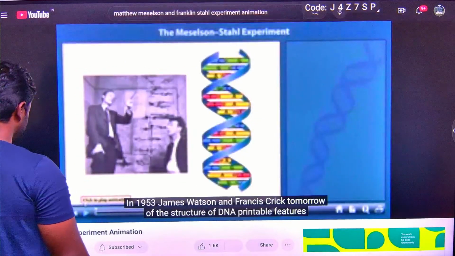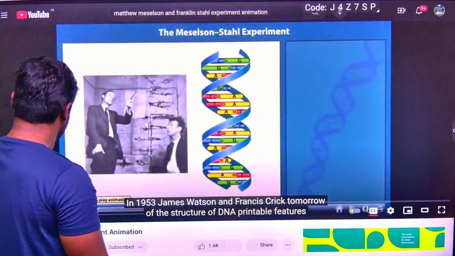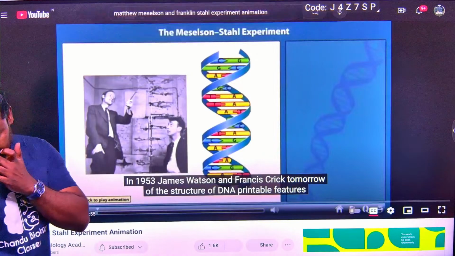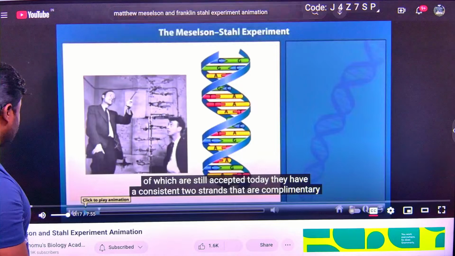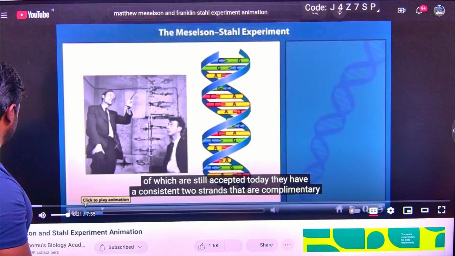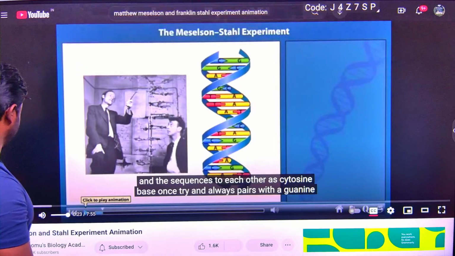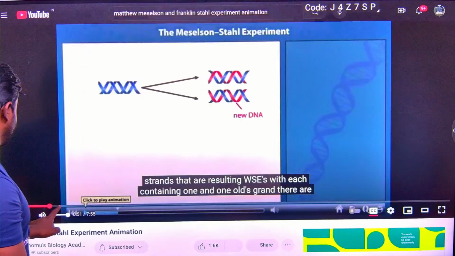In 1953, James Watson and Francis Crick built their model of the structure of DNA, the principal features of which are still accepted today. DNA consists of two strands that are complementary in base sequences to each other.